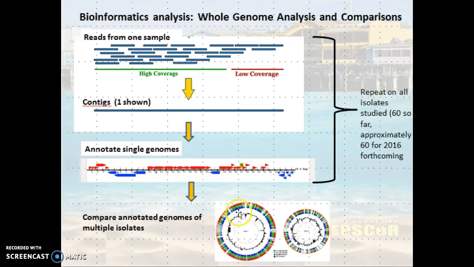So where colors line up, they have common genes. Where there are gaps, one organism might have that and another one might not. So if you were to zoom in on this, you would be able to see similarities and differences, what a shared core genome was and what some isolates had that was unique from other isolates.